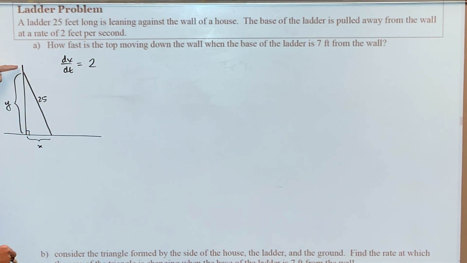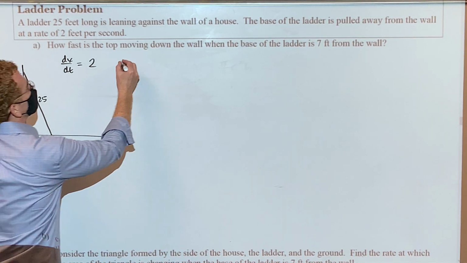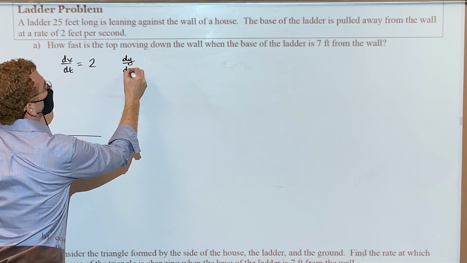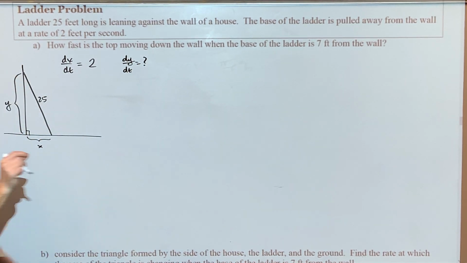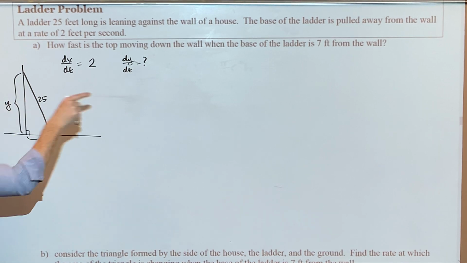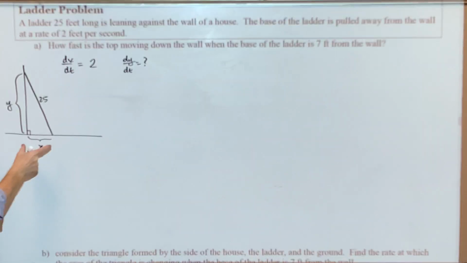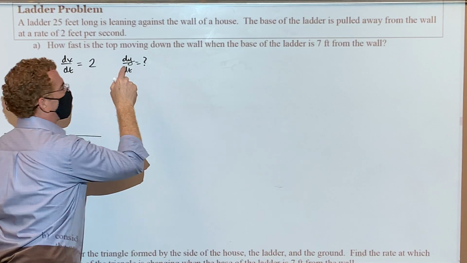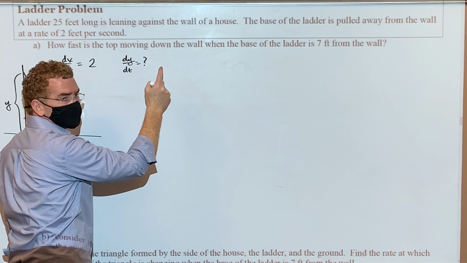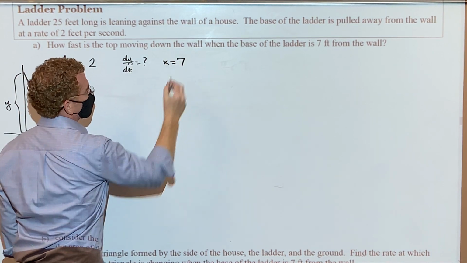Now, then it says, and I got everything labeled, how fast is the top moving down? So what's changing when the top moves down? And the question was, how fast, right? So dy/dt is what? Question mark, but it asked for a specific dy/dt. How fast is the y changing when the base is 7? So I want to know how fast that is when x is 7.